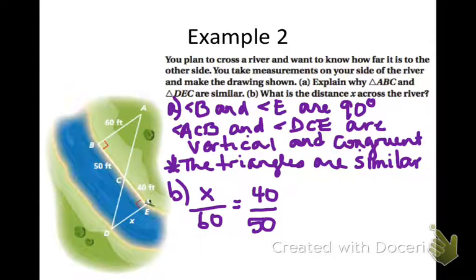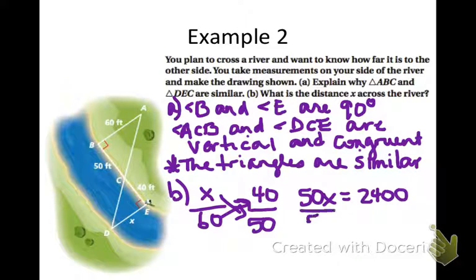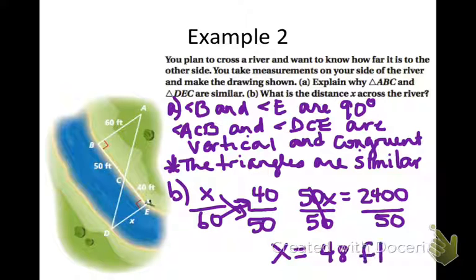And through solving for the missing variable through cross multiplication, we'll get an equation that looks like 50x is equal to 40 times 60, which is 2400. Divide both sides by 50, and we'll get the missing side length, x is equal to 48 feet.